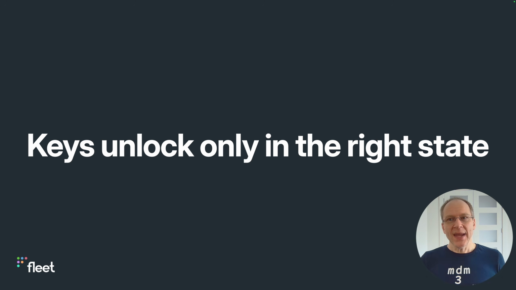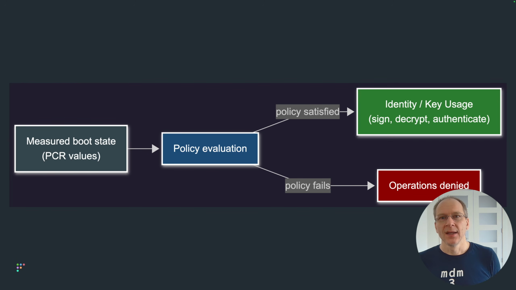Sealing is making the secret or key usable only if a policy evaluates true. That policy can include these PCR values. So you can create a key that's only usable when PCRs match an expected boot chain. If the boot path changes, the PCRs change and the policy fails. The key exists, but operations are denied. The key is sealed in that case.